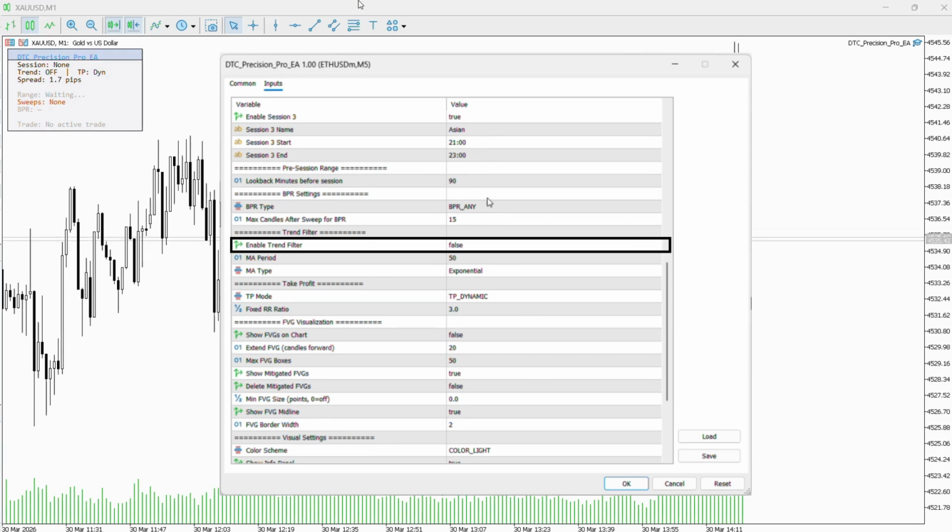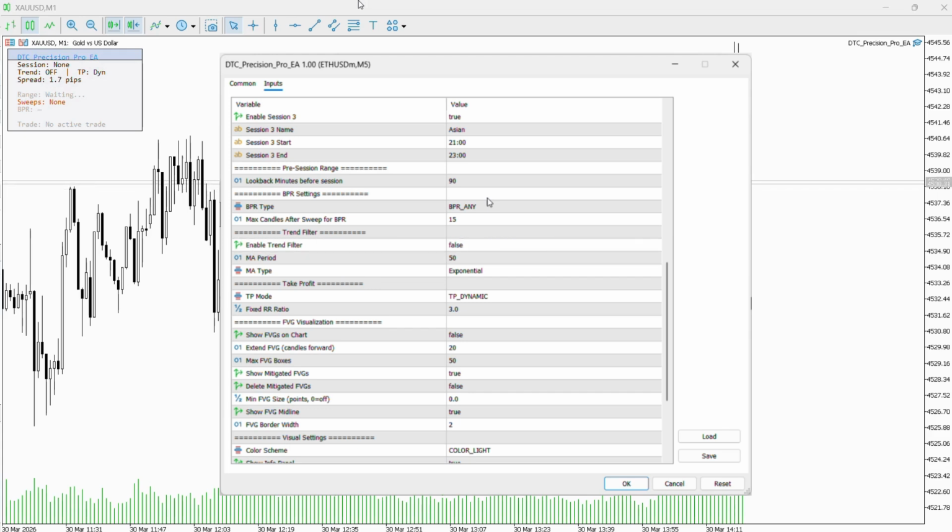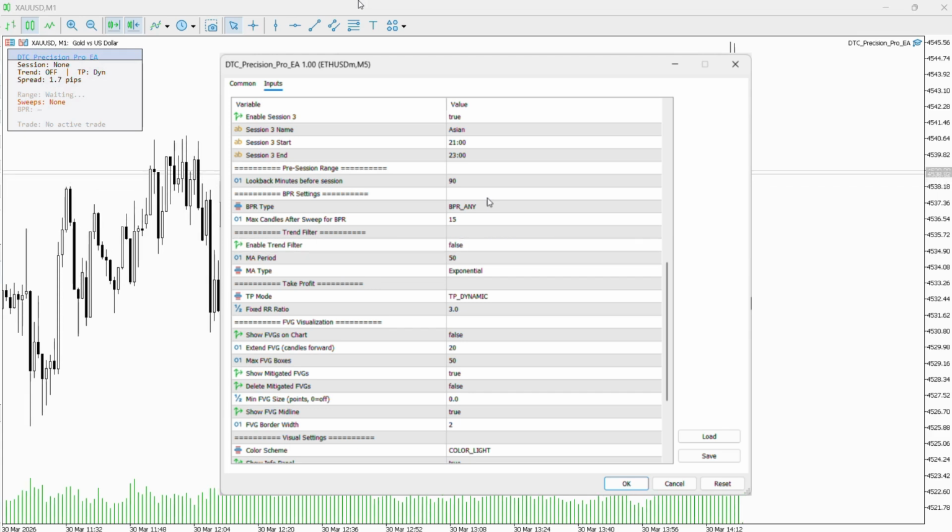The trend filter is off by default. When you enable it, the bot uses a moving average, EMA or SMA, your choice of period, and only takes buys above the MA and sells below it. Good for filtering out counter-trend entries.